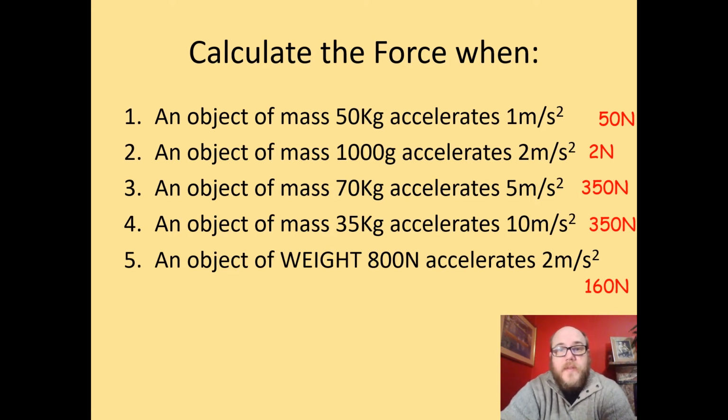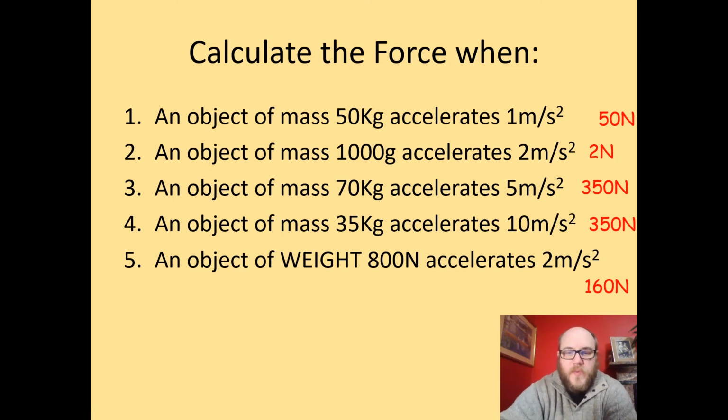An object of mass 70 kilograms accelerates 5 meters per second squared. That's 350 newtons. An object of mass 35 kilograms accelerating 10 meters per second squared is also 350 newtons. So there's an example of proportionality. If an object of mass 70 kilograms requires 350 newtons to accelerate 5 meters per second squared, if it's half the mass and the same force is applied, then it can accelerate twice as much.